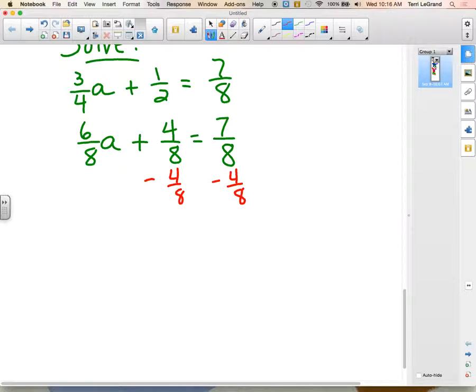When we add or subtract, we just do it once on each side. And now we have 6/8 A equal to 7/8 take away 4/8, which is 3/8. Okay. Now we're going to do what? Divide by 6/8. But dividing by 6/8 is really the same as, we don't even need to show this step, we can just go right to multiplying by 8/6. So we're going to multiply both sides times 8/6.